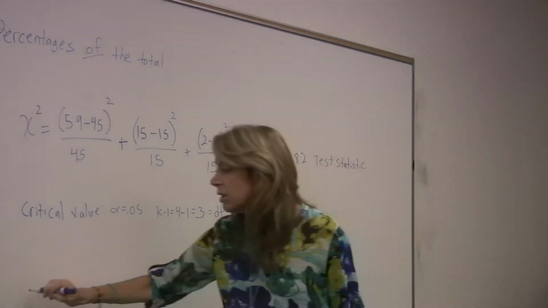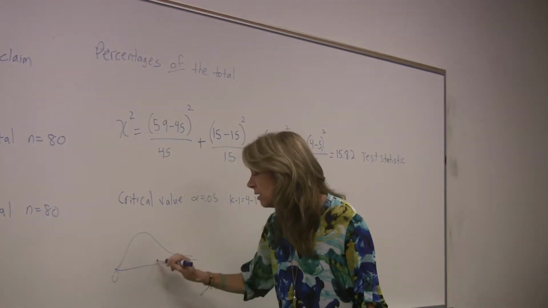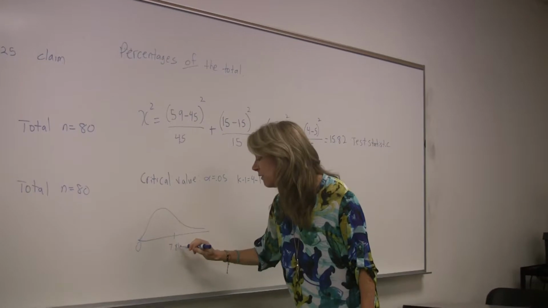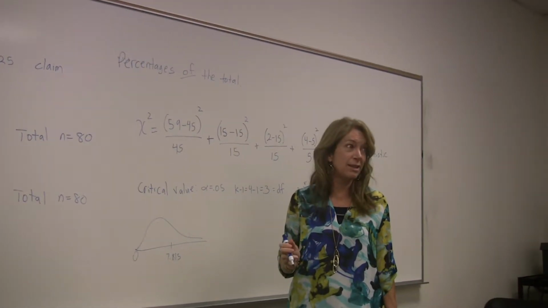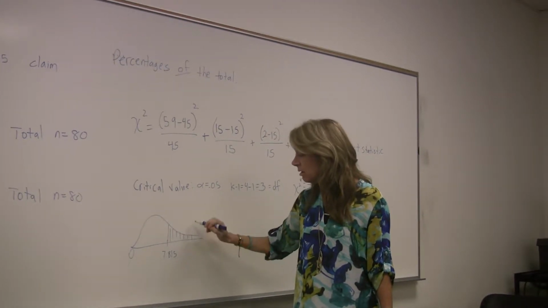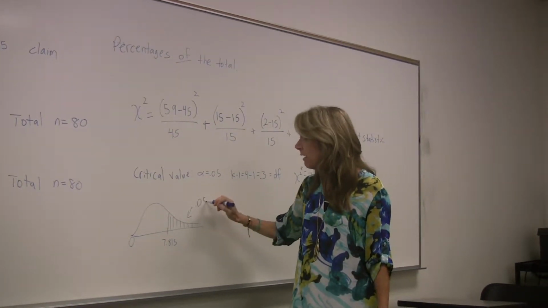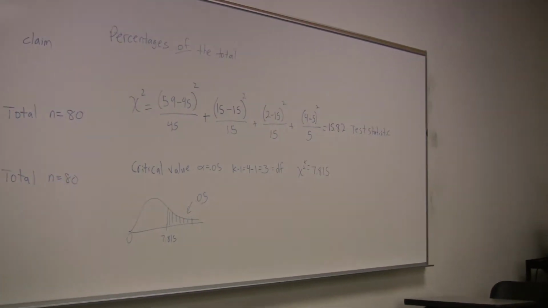So in terms of a picture, the critical value happens to be the same as our first example, only because we had the same number of categories and the same significance level in that problem. The area in this tail right here is 0.05.